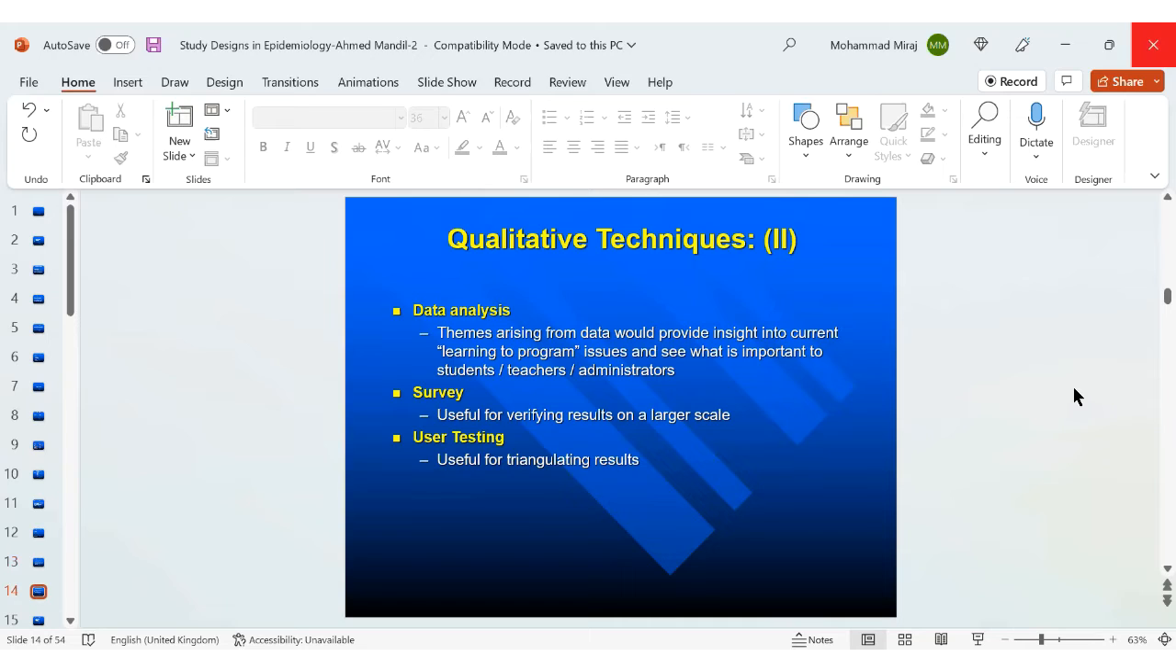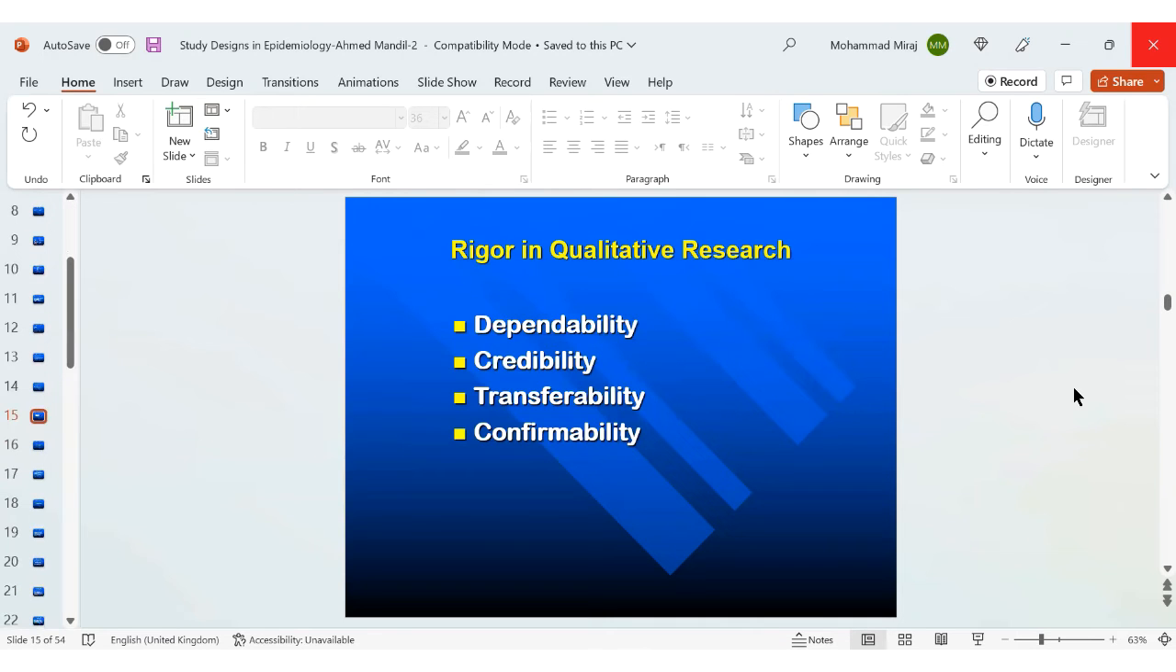You do user testing and you try to extrapolate the results where you understand the phenomena. And in terms of phenomena, what type of advantage you will be getting, what type of mindset or what type of phenomena you are trying to evaluate. So you will get all these things through the qualitative analysis.